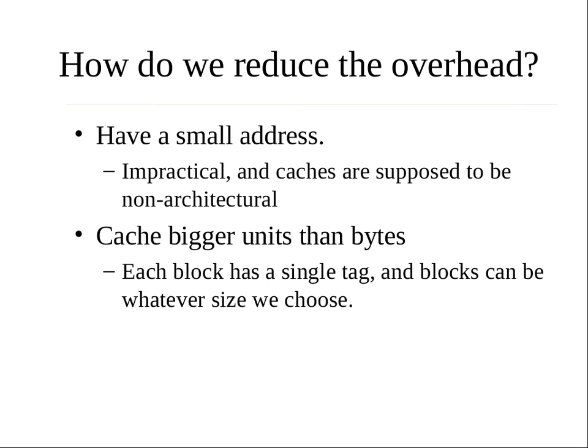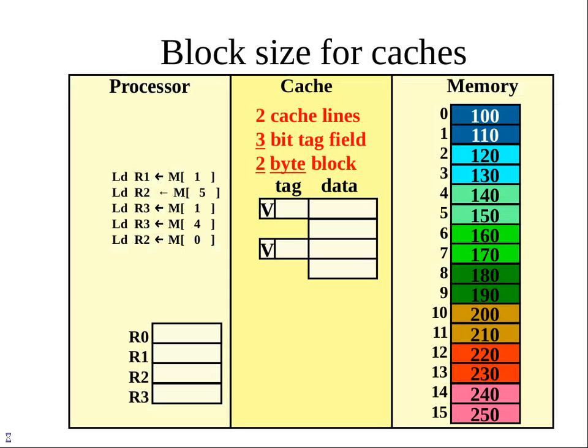So how do we reduce the overhead? Well, we can have a smaller address. This is impractical because we want to be able to have as much RAM as possible, and caches are supposed to be non-architectural, so that's not going to happen. Cache bigger units than bytes. This is the first thing you can do. Each block has a single tag, and the blocks can be whatever size you choose. Notice beforehand our block was 1 byte. Well, we could have the blocks be about 2 bytes, 4 bytes. In actuality, I think it's normally 128 bytes, and that helps with the tag.